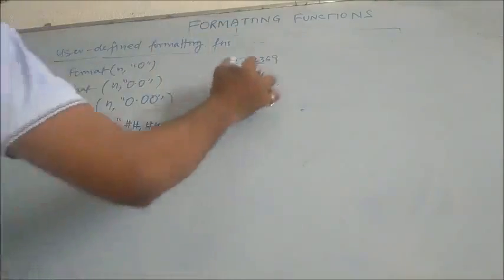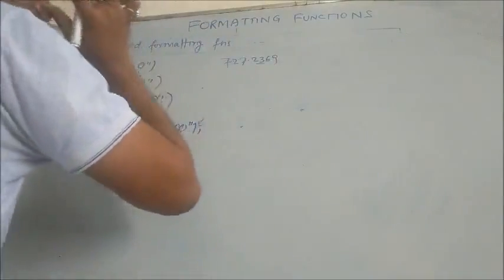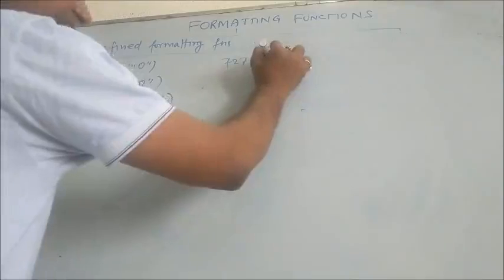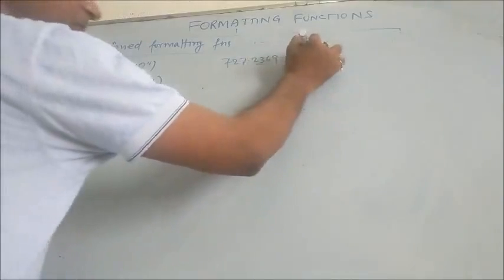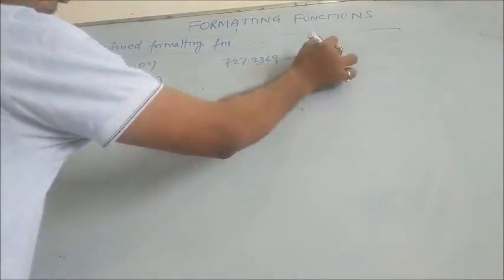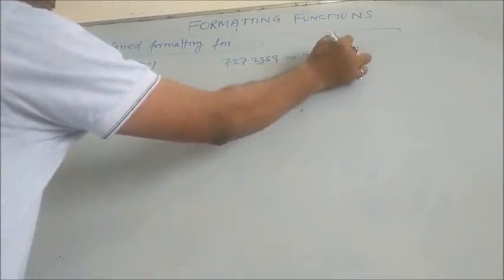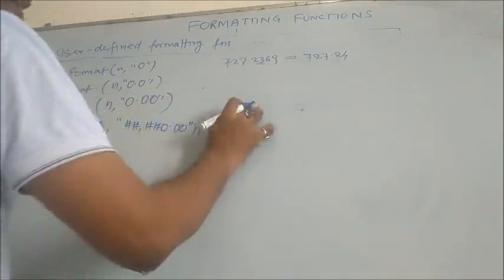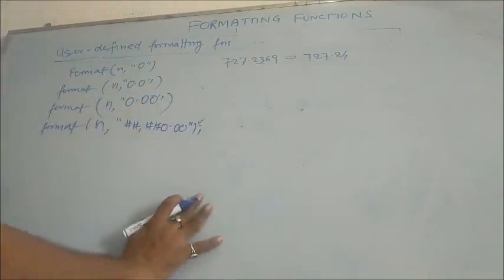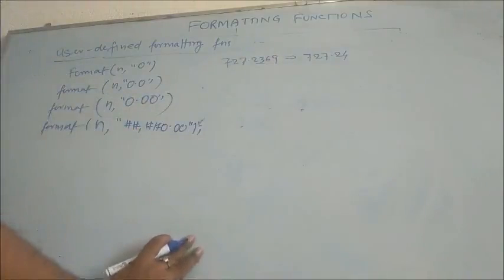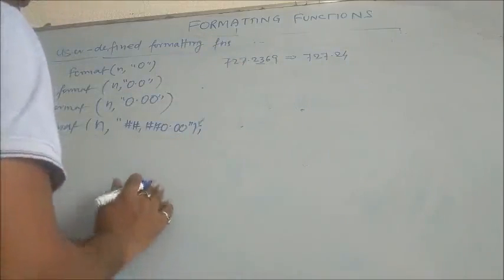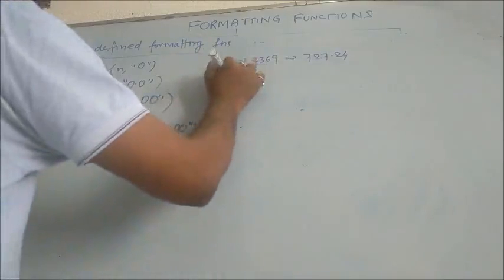727.2369, right? So I have to take double. This means decimal command. I have to take the two digit numbers, right? So how it will be written, when input is there, the output will be 727.24. Instead of 6, it will be 4. Next, if it is being written as which one?